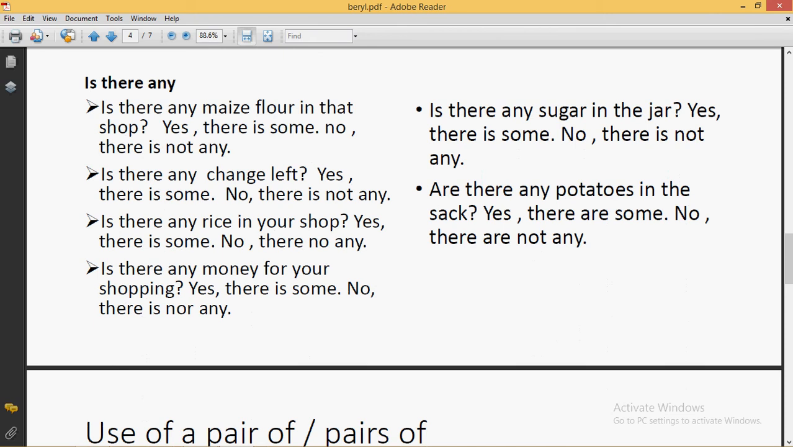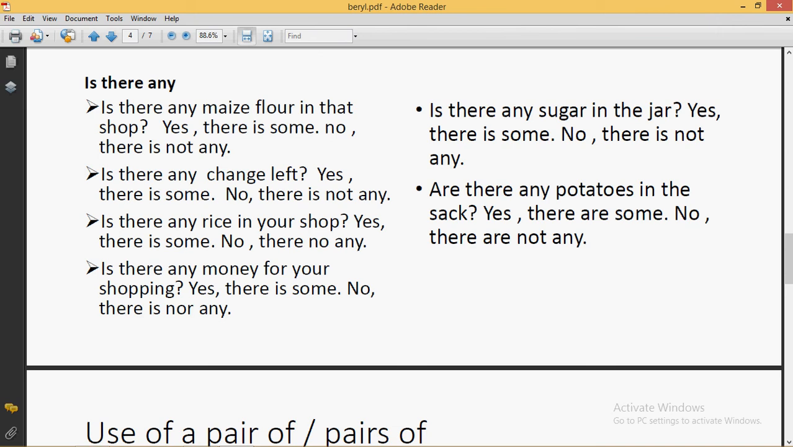Okay, let's check. Is there any flour in that shop? Yes, there is some. Or you can say, no, there is not any. Is there any? We are using it to ask questions. When you are using is there any or are there any, you use them to ask a question.